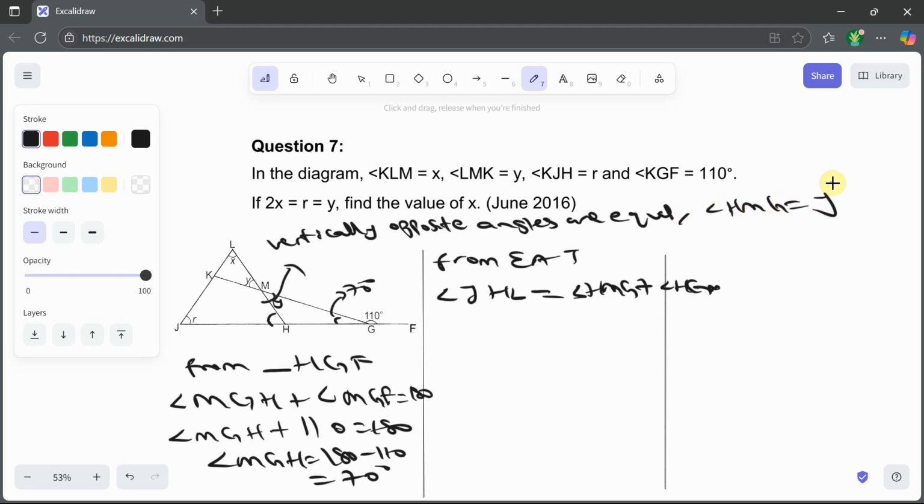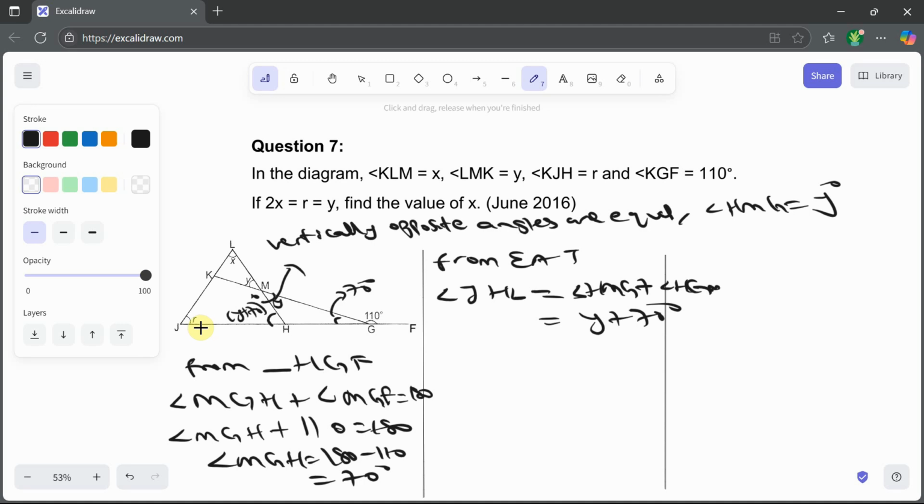I just wrote this down. So this here is equal to, I'm just putting it here, so we can find this. This is y plus angle HGM, which is 70 degrees. So this here would be y plus 70 degrees. Do you agree with that? Great. So now that we know that, look at this triangle here.